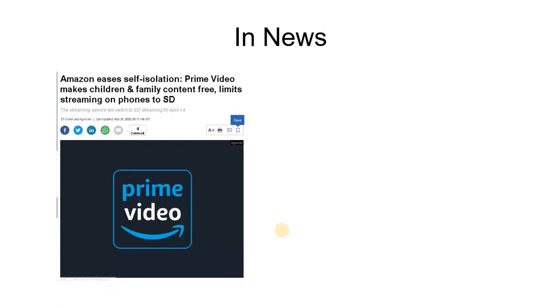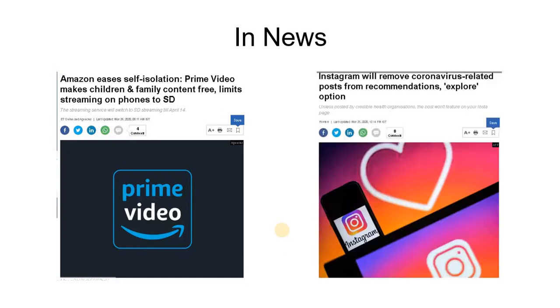Now, in news, this is important. Amazon eases self-isolation. Prime Video makes children and family content free and limits streaming on phones to SD. SD is standard definition, with no more high definition till the 14th of April. So a lot of content is free for children and family. That makes home quarantine a bit more entertaining, right?